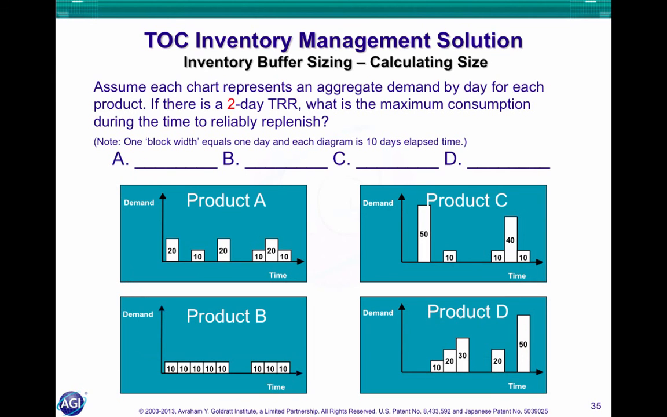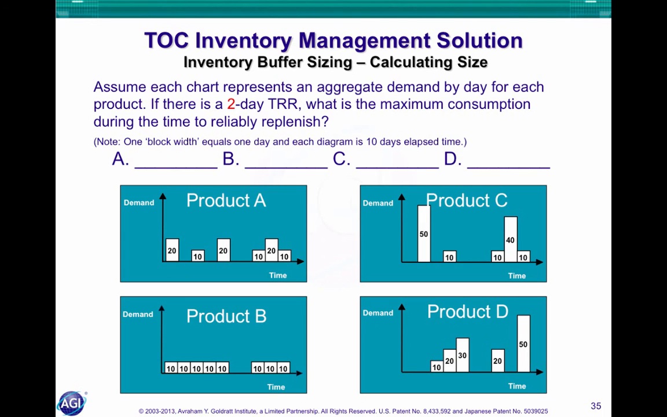As we've seen, determining buffer size is a function of demand variability and time to reliably replenish. So what impact will a 33% reduction in time to reliably replenish have on buffer size? Will the size of our buffers decrease by 33%?